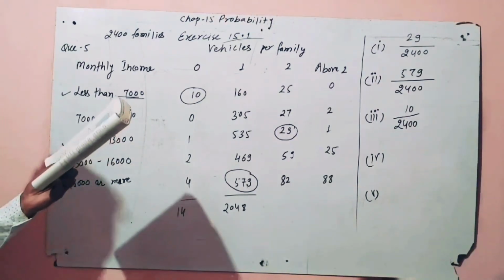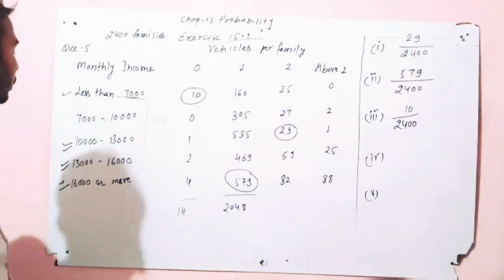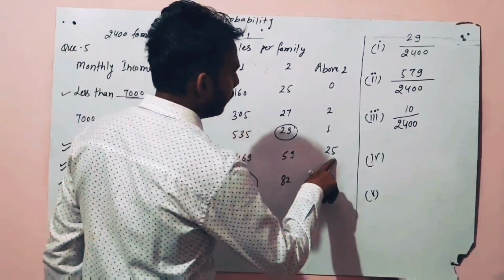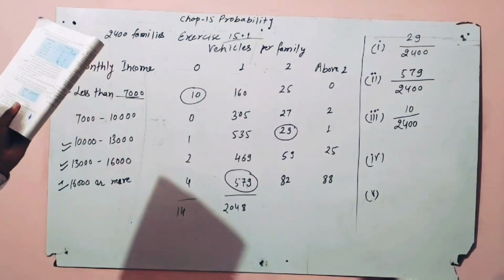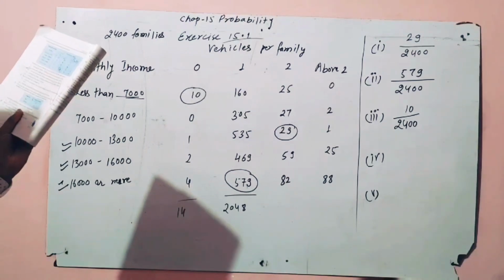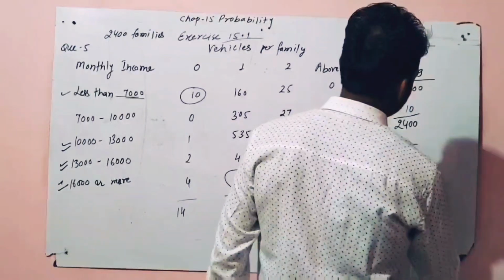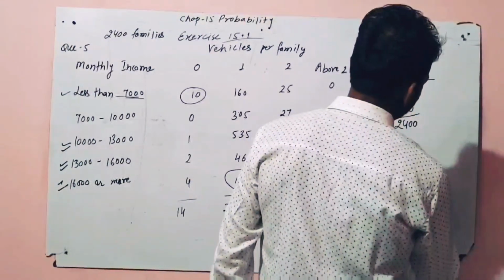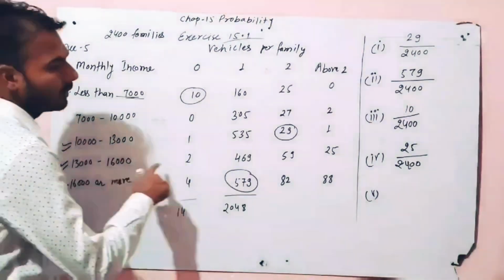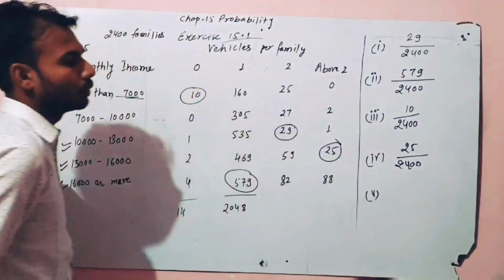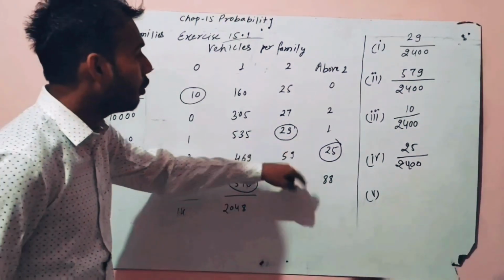Next is earning rate 13,000 to 16,000 per month and owning more than two vehicles. They are talking about this. So more than two vehicles are 25. Two or more than two, or only two? More than two vehicles. So more than two vehicles are 25. So 25 upon 2,400. These are earning 13,000 to 16,000. Students can ask like this also.